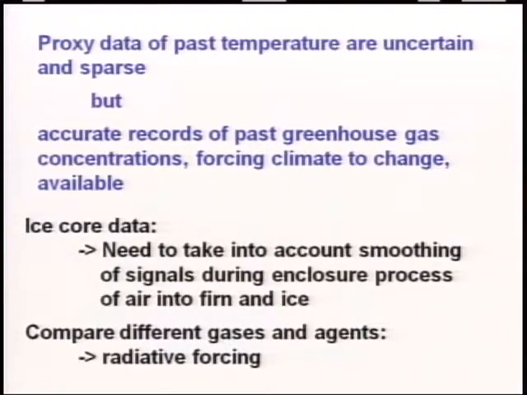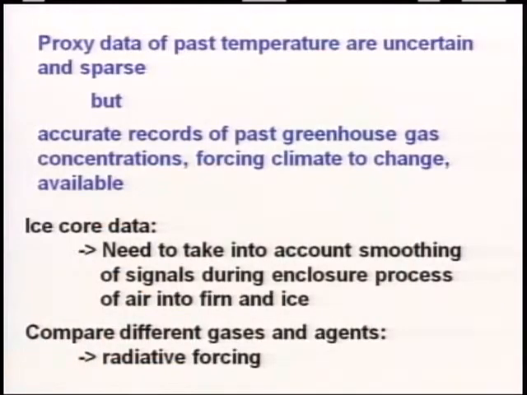First, when the atmospheric signal, let's say of CO₂ or methane, gets enclosed in the air bubbles in the ice core, this enclosure process acts as a smoothing process. The atmospheric signal gets smoothed, and we have to consider this smoothing. Second issue is if we deal with different greenhouse gases or forcing agents, or solar forcing or volcanic forcing, we need to define a common metric, and for this one can use the well-established metric of radiative forcing.